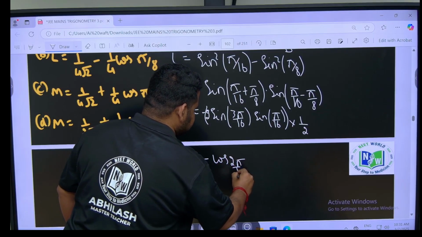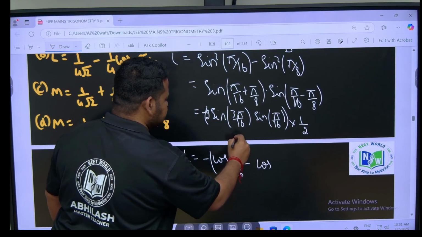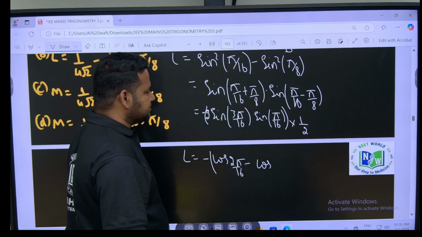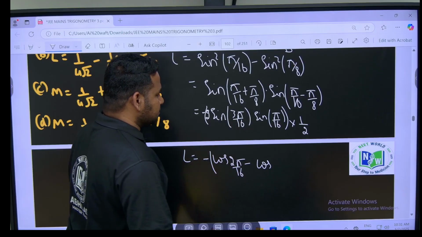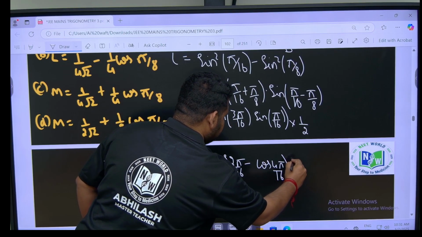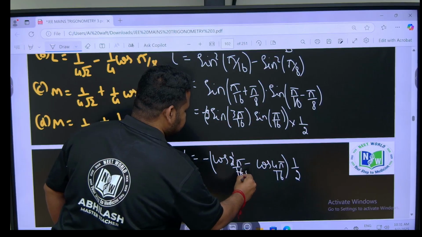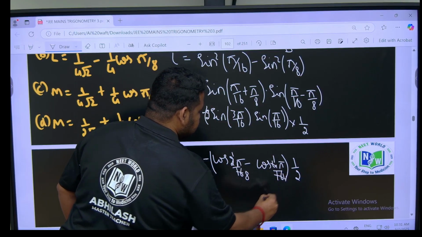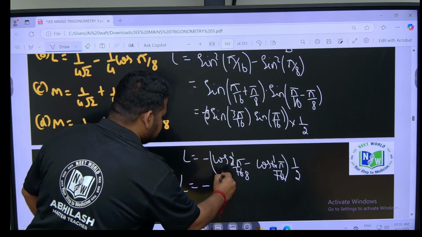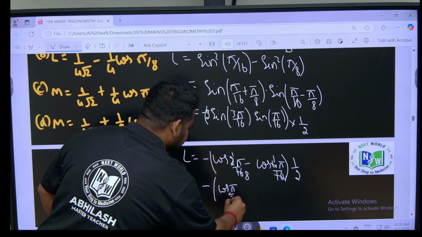Within the bracket, minus cos of A plus B. Cos of A plus B is what? 3 pi plus pi is 4 pi by 16. So you have 1 by 2 outside. So this is what, friends? 2 ones are 2, 2 eights are 16, so cos pi by 8; 4 fours are 16, so cos pi by 4. So L is equal to minus half of cos pi by 8 minus cos pi by 4.